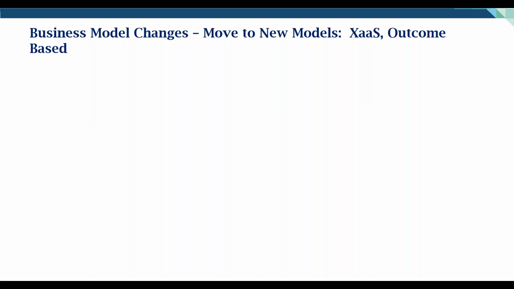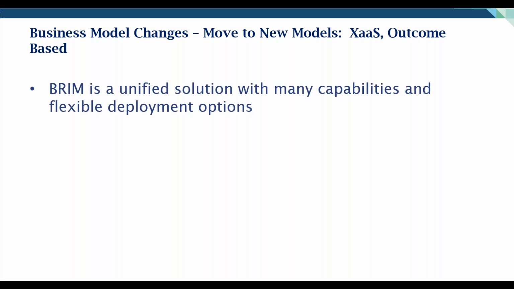So the first thing I want to talk about is this idea that Richard, you, Pete, and I have been talking about for a while, which is this move to new models. And we talked about how business models are changing and how companies are beginning to focus on, and why I'm changing from this idea of just subscription to XaaS or outcome-based models. And BRIM is a unified solution that SAP offers. It's an order-to-cash complete solution. Maybe you can tell us a little bit about this unified solution that comes with lots of capabilities and flexible deployment options to kind of set the stage.